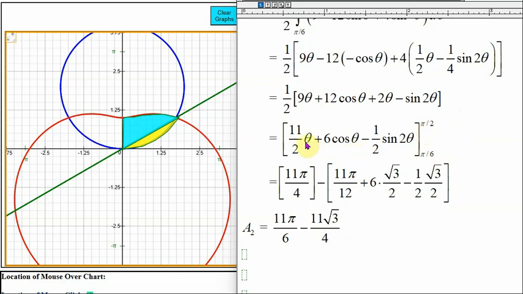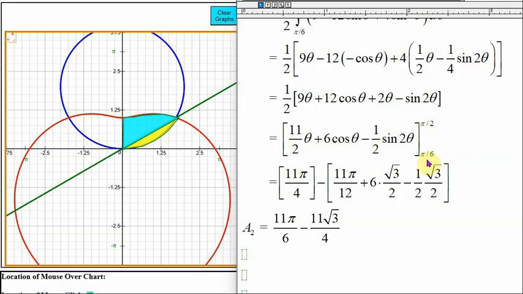So when theta is pi over 2, then we get 11 halves times pi over 2, which is 11 pi over 4. And then when theta is pi over 2, cosine of pi over 2 is 0. And then we get 2 times pi over 2, which is pi, and sine of pi is 0. And so we get 0 here, 0 here. So we just get the 11 pi over 4 for the upper limit of the integration right here.